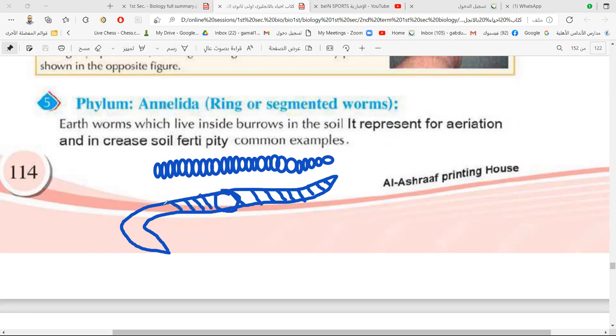It is different from nematoda, because in nematoda the body is not segmented. This is an example of the earthworm. The shape of the earthworm: the body is segmented.